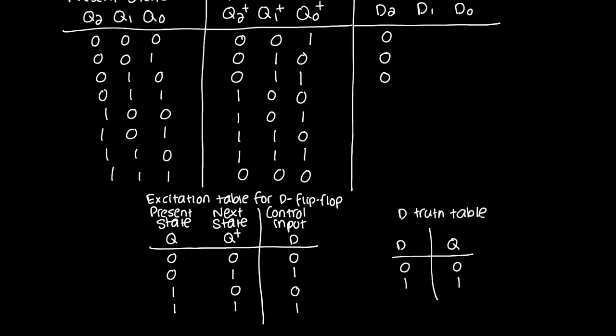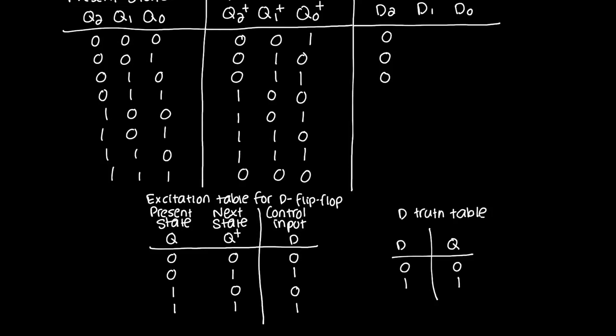But look what happens over here. Over here, in this fourth row, I have present state Q2 is equal to 0. Next state Q2 is going to be equal to 1. So that corresponds to this row of my D flip-flop excitation table. And I'm going to need D equal to 1.